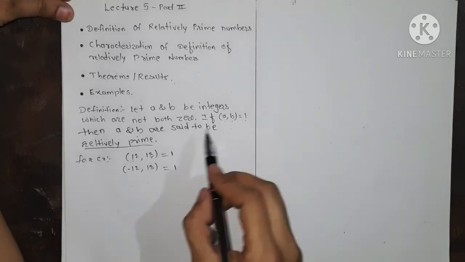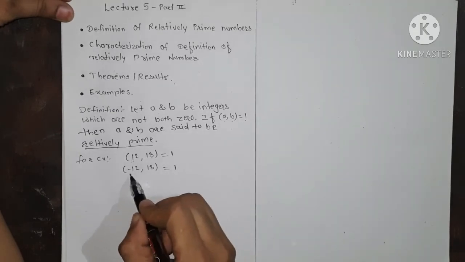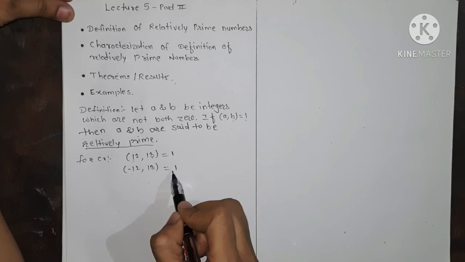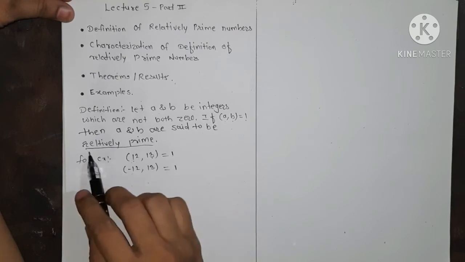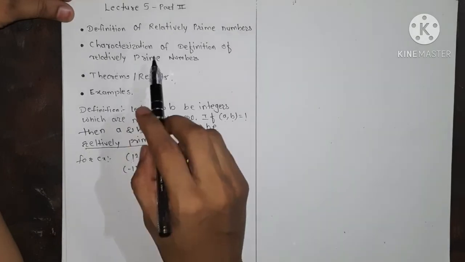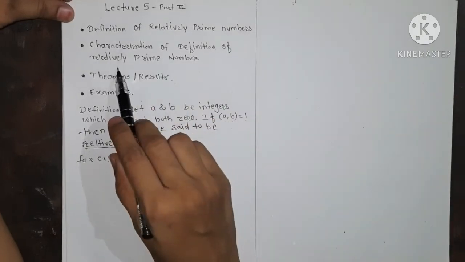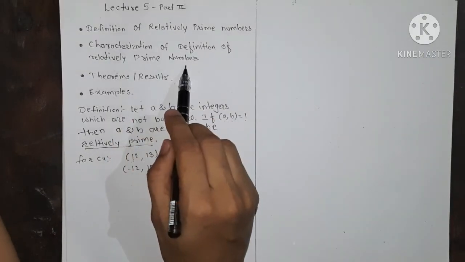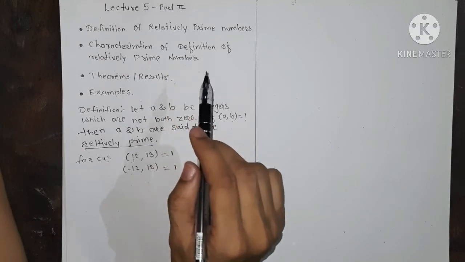So if the GCD of two numbers is equal to 1, then we call these relatively prime numbers. Okay, now we see the characterization of the definition of relatively prime numbers. Characterization means an alternative to the definition.